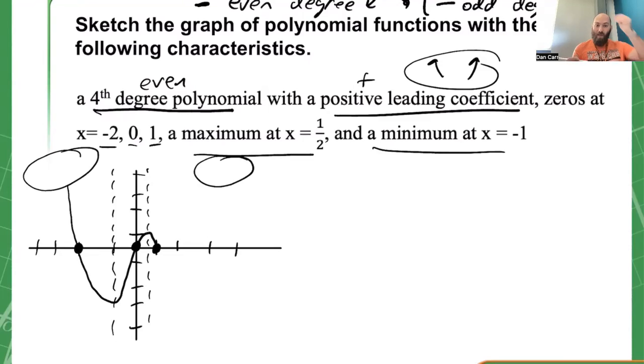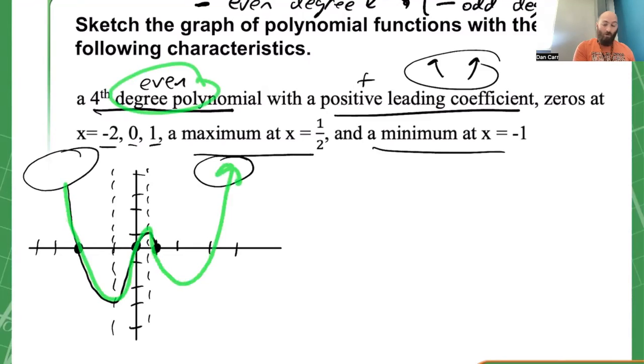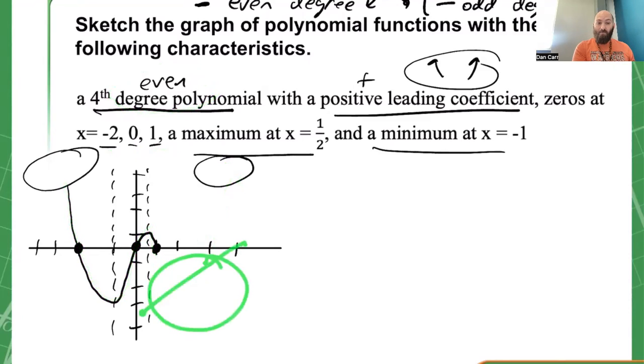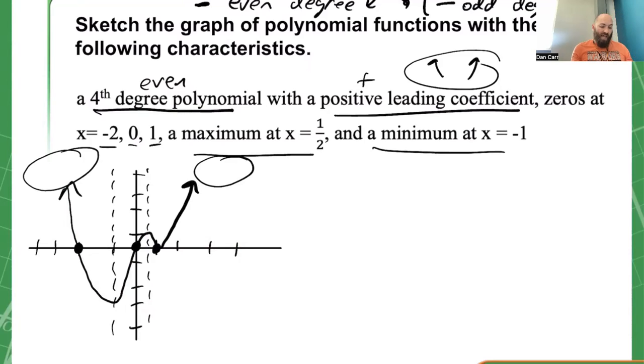Now here's where I've got to make sure I'm careful. A lot of people would like to think that because I have an even degree, I could do something like this, where I just go forward and keep going like that. The problem is I don't have another zero. If I did have another zero, I would have listed it here. So that means I can't dip below the axis here. This does not exist. So instead, the graph is actually going to hit that zero and then just bounce up. And that's how I can have my end behaviors there.